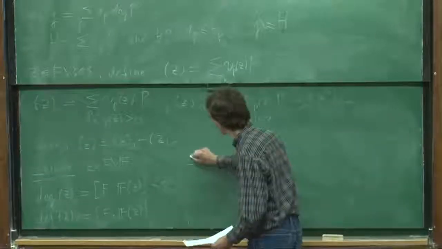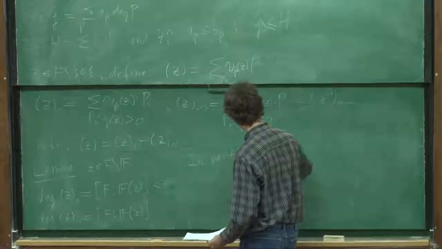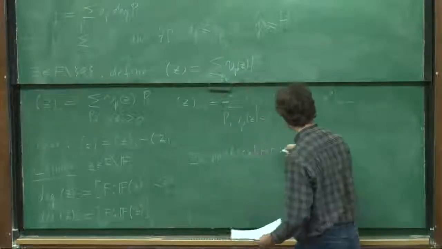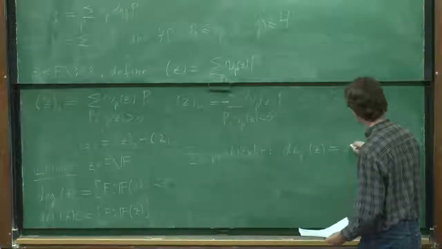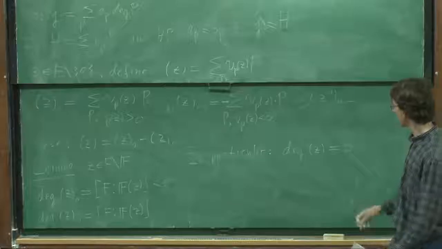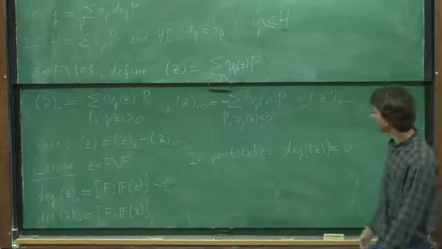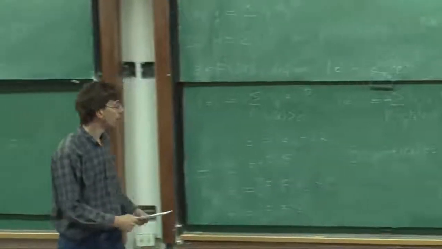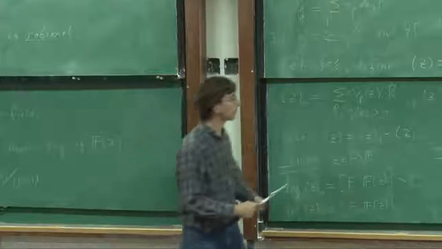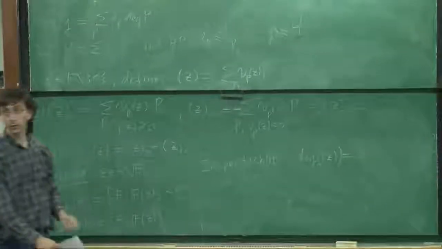So what we in particular have is that the degree of any divisor like this is going to be 0. The degree of a divisor coming from a function will have to be 0. And that is a very strong property. I should say that such divisors are called principal divisors.